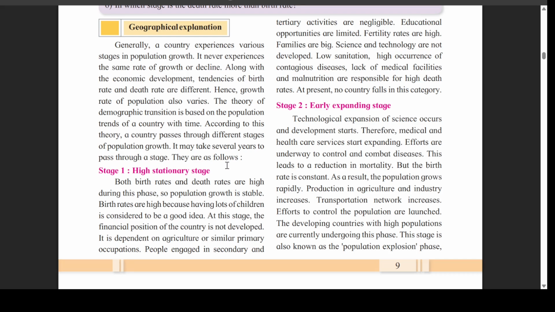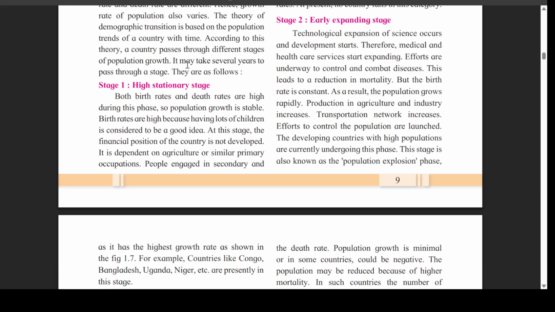They are as follows. Stage 1, high stationary stage. Both birth rates and death rates are high during this phase, so population growth is stable. Birth rates are high because having lots of children is considered to be a good idea. At this stage, the financial position of the country is not developed. It is dependent on agriculture or similar primary occupations.